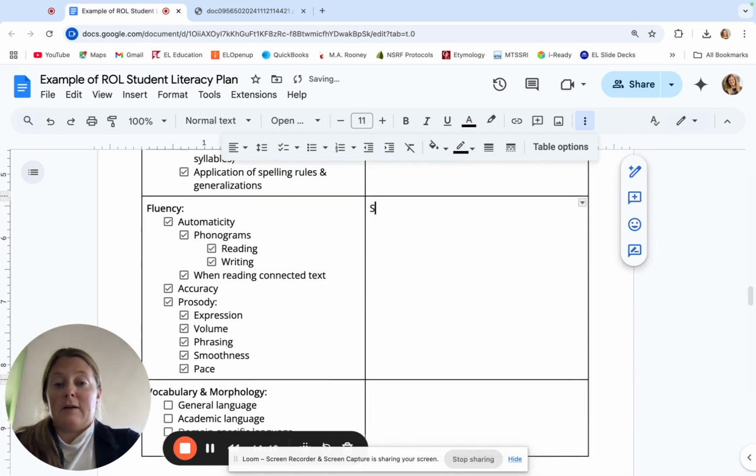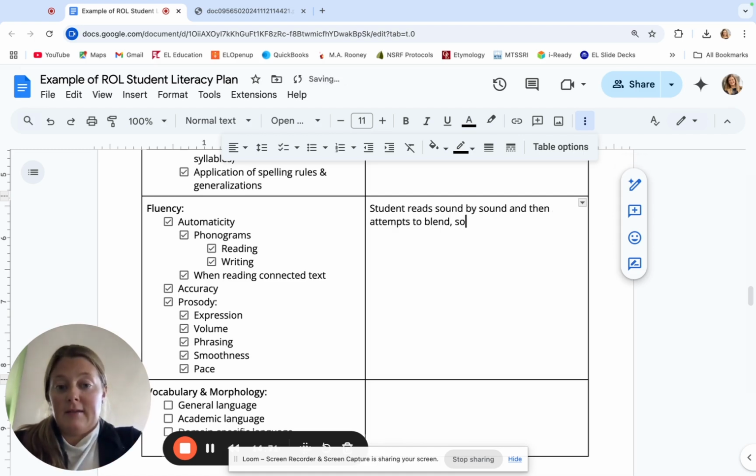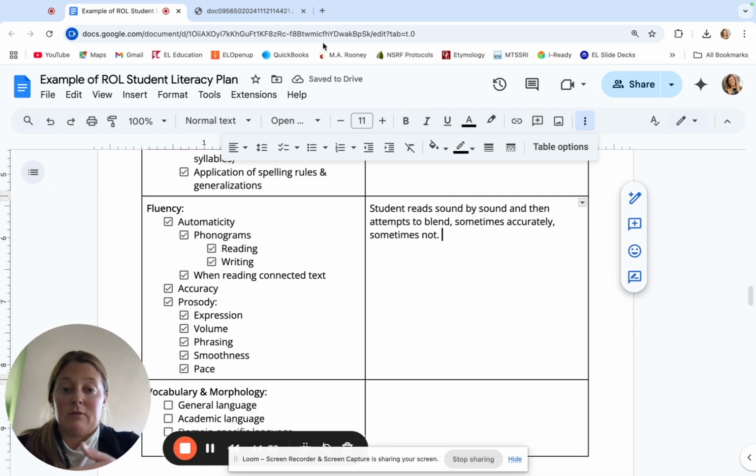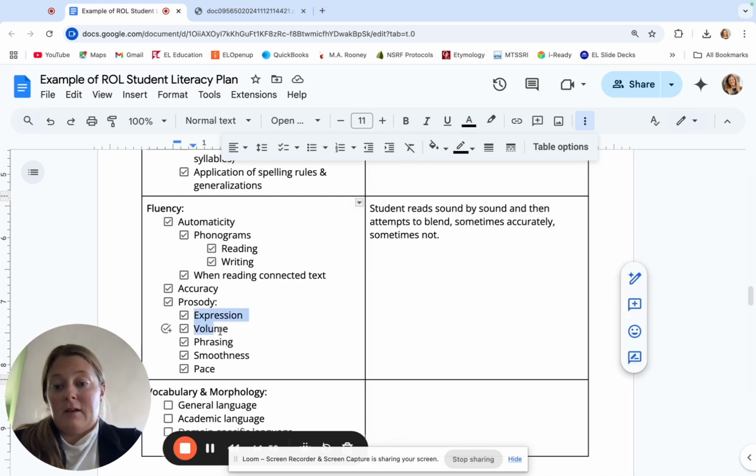I'm just going to make a note here. Student reads sound by sound, phonogram by phonogram, and then attempts to blend, sometimes accurately, sometimes not. Sometimes, for the nonsense words, he was giving a real word. He would like go at and then say bank, for example. So he's not able to always blend and put the word together. So yeah, he needs all of that, and he needs help with prosody on everything.